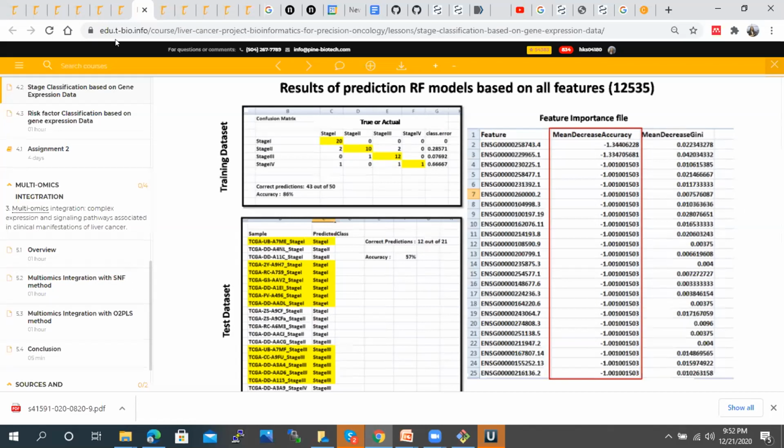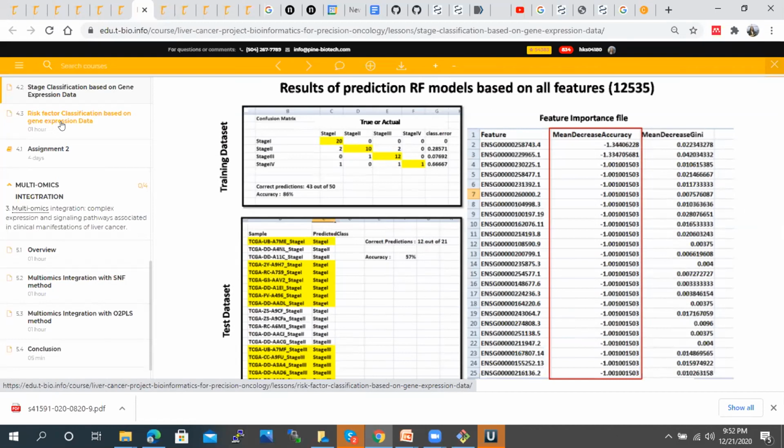Then another important factor is the various risk factors. For liver cancer, risk factors can be hepatitis infections like hepatitis B or hepatitis C.